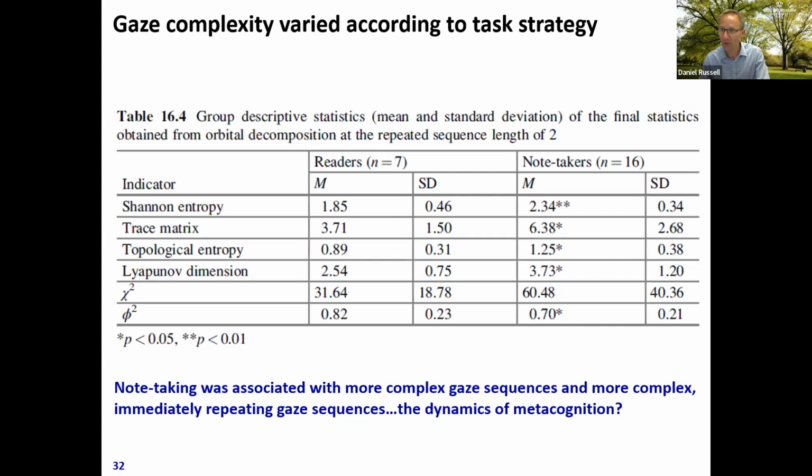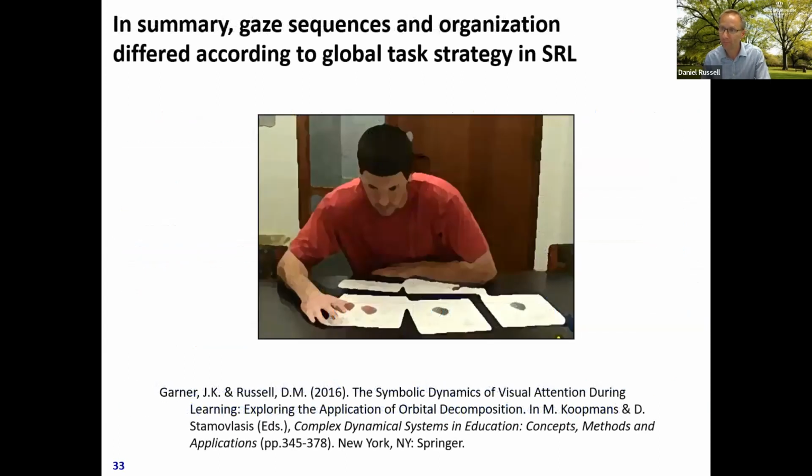And so I think what we're proposing here is that we're starting to look at the dynamics of metacognition. So here, taking this complex dynamic systems perspective, we're really saying, what is the dynamics? What is the sequence that's underlying a human behavior, in this case, studying? So to summarize that study, we saw the gaze sequences and organization differed according to a global task strategy in self-regulated learning. And that's the reference for that chapter where we put that together.